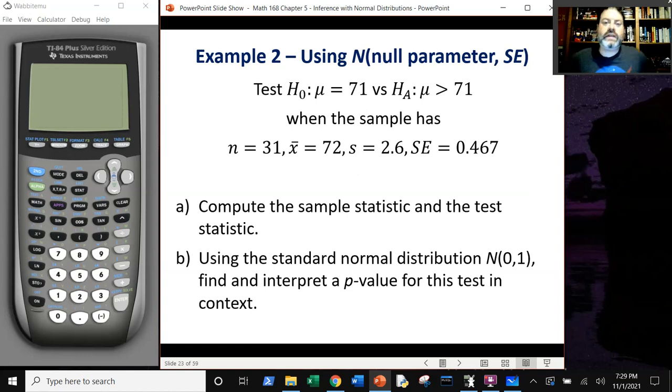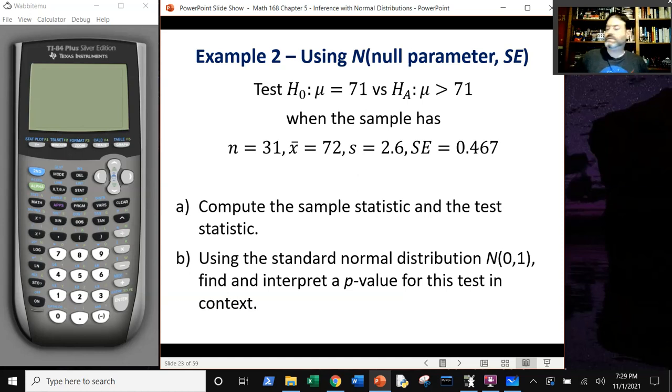So notice that you've been given the null and alternative hypotheses and all of the sample statistics. If you look at the formula, it only needs the sample statistic, null hypothesis value, and standard error. Any extra information you're given, you don't use. In Chapter 6, if you're given the same problem, you might do it differently. But in Chapter 5, any extra information you ignore. So compute the sample statistic and the test statistic.